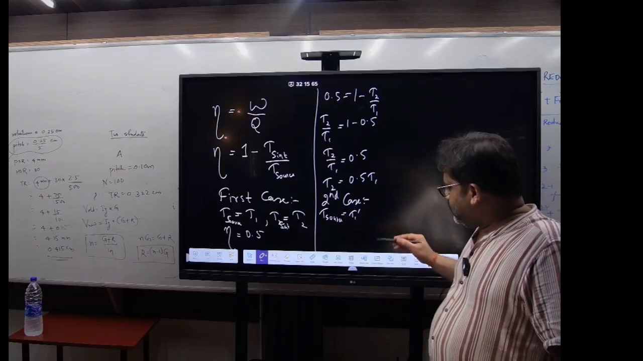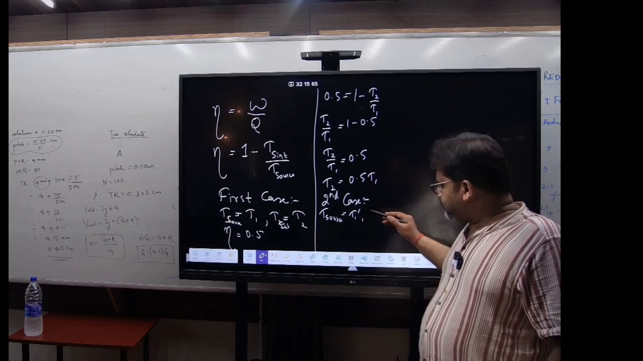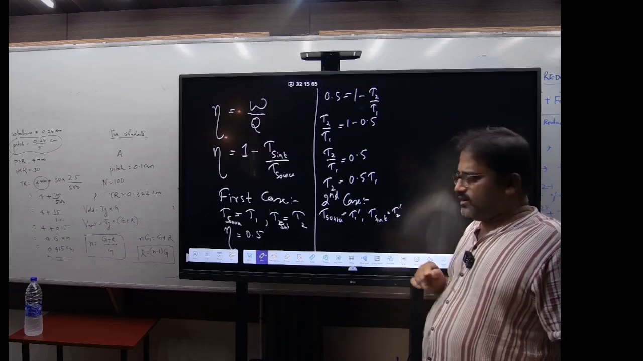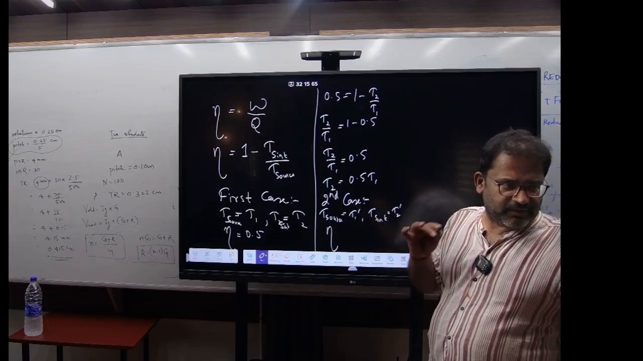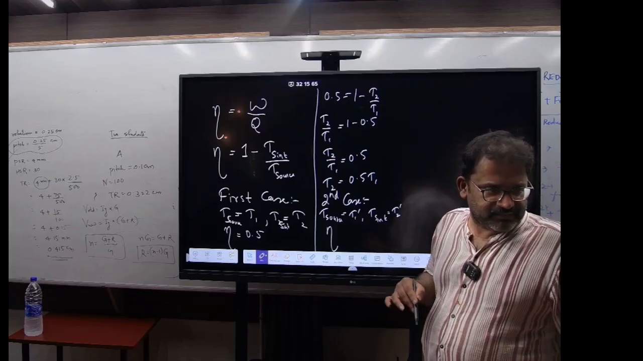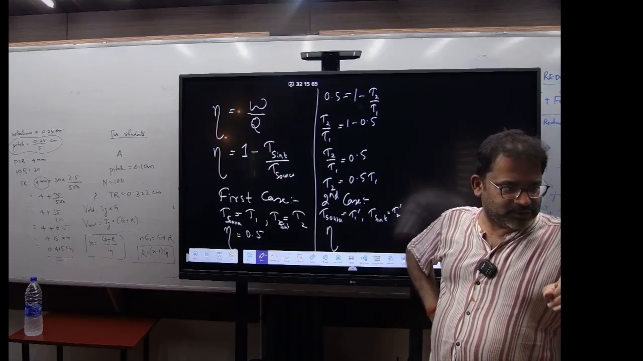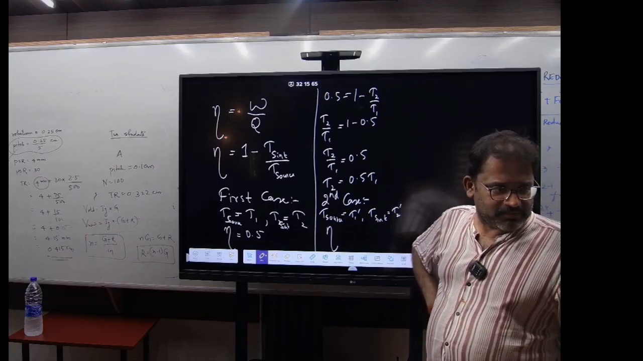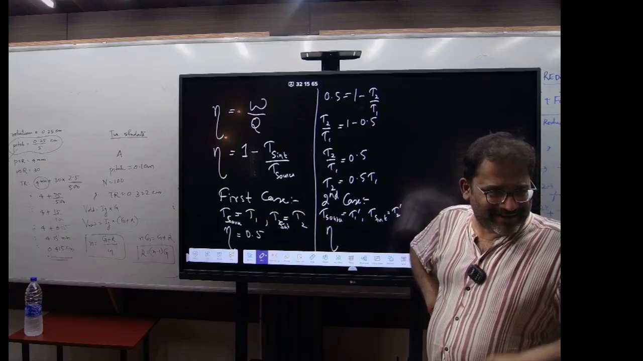Because here the temperature has changed, T sink equal to T2 prime. But eta remains same. What is eta? 0.5. See the question here. I told you that you should remember the question now. Write the question one time and show it to me.